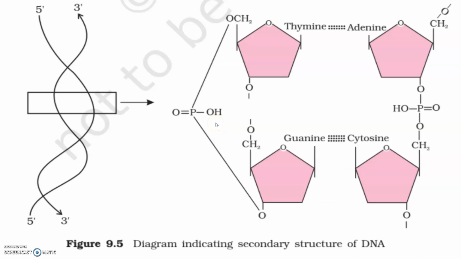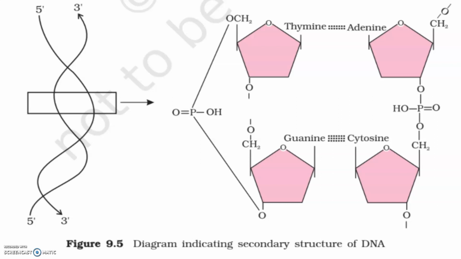The nitrogen bases are projected perpendicular to the backbone, but face each other: adenine faces thymine, and cytosine faces guanine. So we see there are 2 hydrogen bonds between adenine and thymine, and 3 hydrogen bonds between cytosine and guanine.